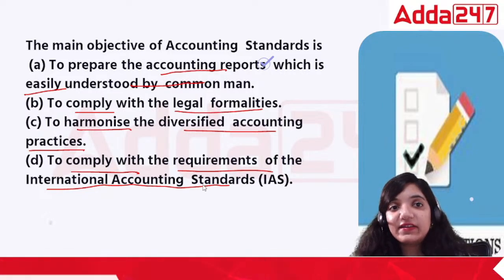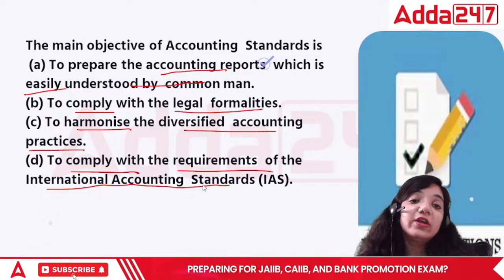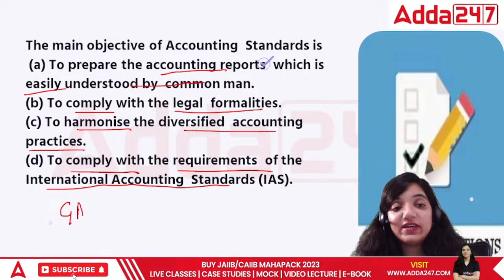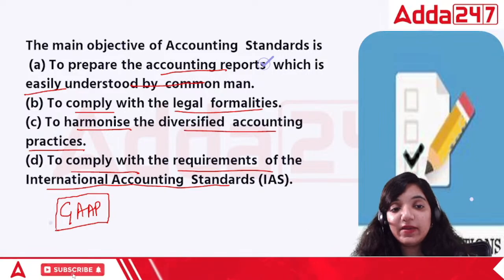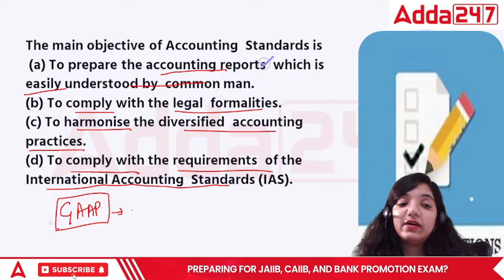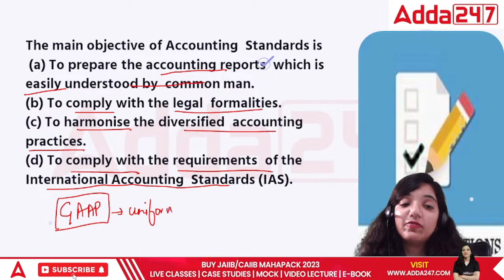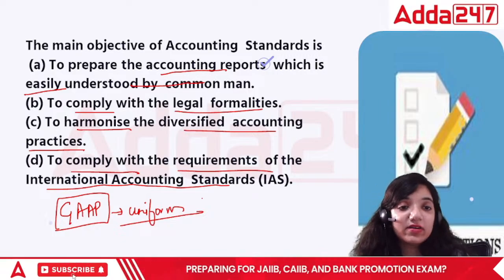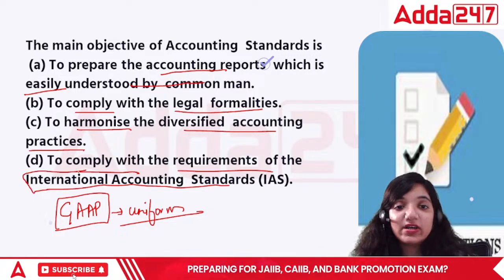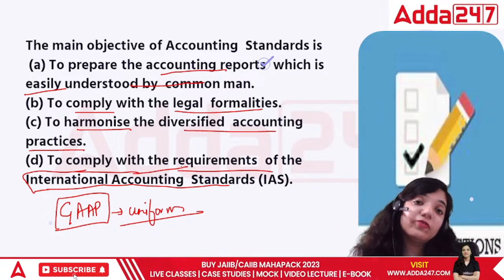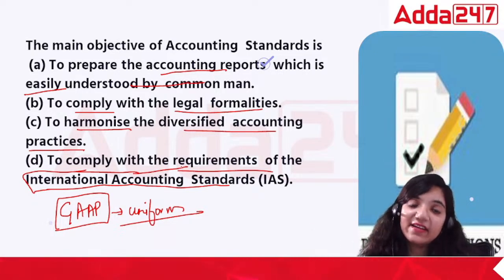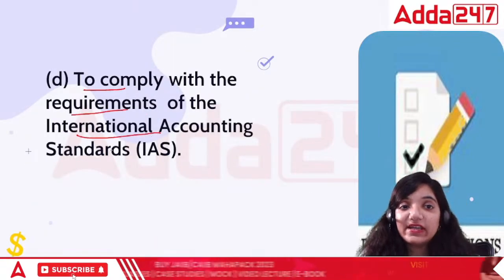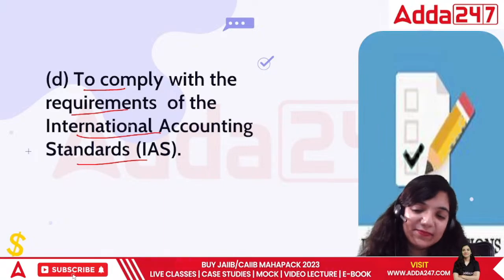But one of the objectives right now is to comply with the requirements of international accounting standards. Internationally, they have generally accepted accounting principles, GAAP, and we have to get uniform there. If we do not look forward to uniformity at the international level, do you really think we can survive? We cannot. So we will have to look towards international accounting standards. In order to do that, we created Ind AS, Indian Accounting Standards. So in this case, the correct answer is to comply with the requirements of the international accounting standards.